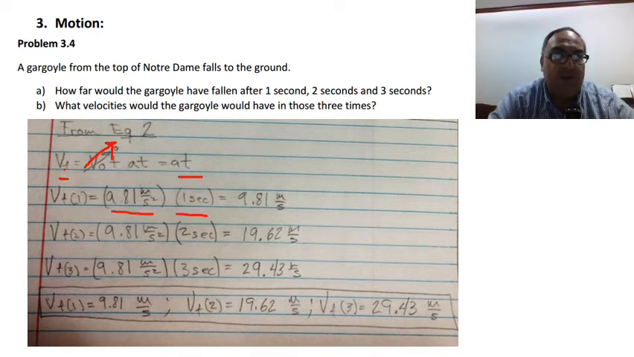9.81 times 1 second. 9.81 times 2 seconds. 9.81 times 3 seconds. And we got those results. And that will be it. Nothing more. Let's go to the next problem.